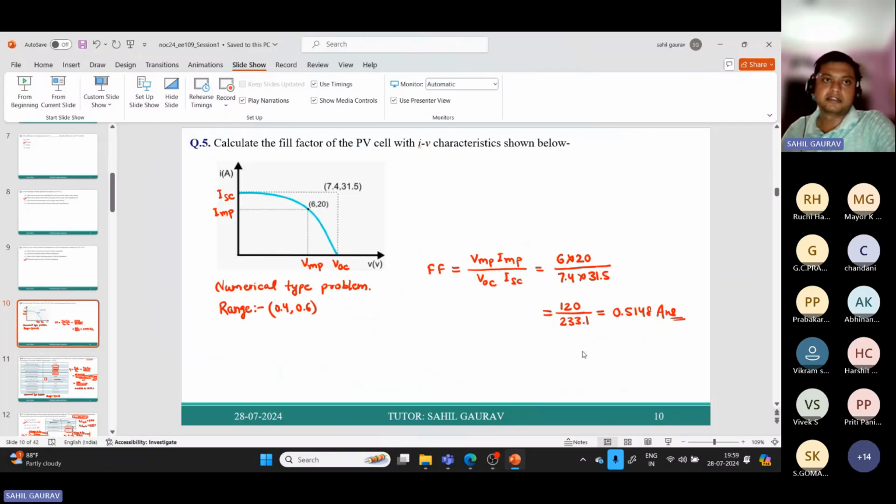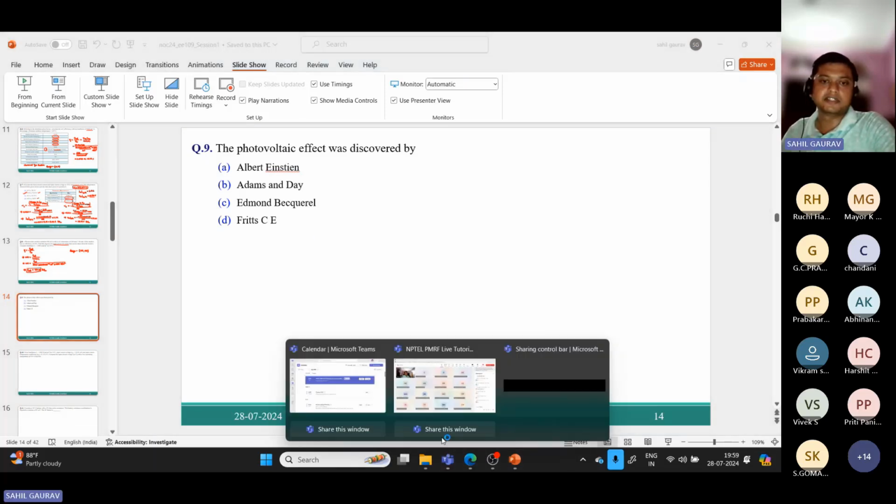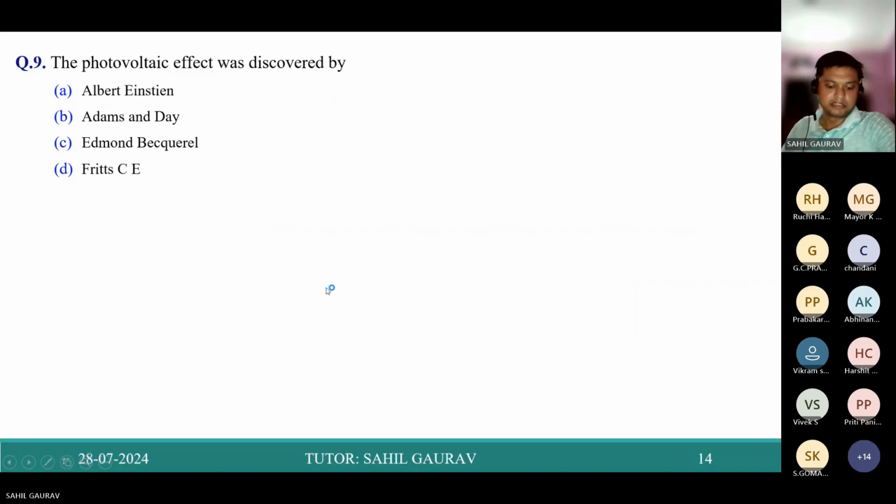So coming to this tutorial session, let us come to the next problem. This is a very simple problem. The photovoltaic effect was discovered by, and the options are Albert Einstein, Adams and Day, Edmund Becquerel, and Fritz. So which is the correct answer? Edmund is the correct answer. Jira, Chandni, Sarvan, Prabhakaran, all of you are correct. Very good. So option C is the correct answer.